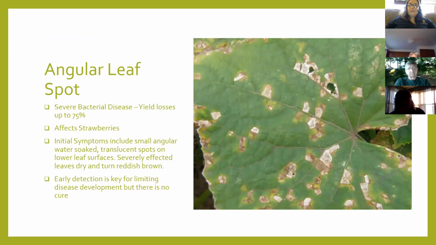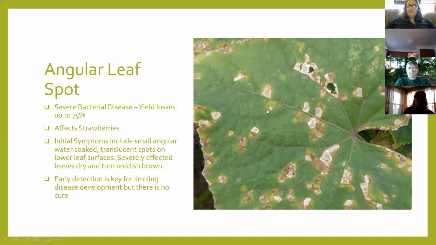Then you have angular leaf spot. This is a very severe bacterial disease, which can do yield losses up to 75%. So if you're growing strawberries for a pick your own, this can be very detrimental. Initial symptoms include small angular water-soaked translucent spots. You can see that they're very angular. They're almost forming along just where those veins are.